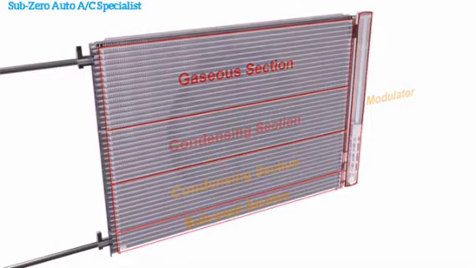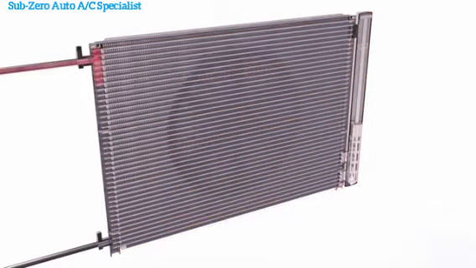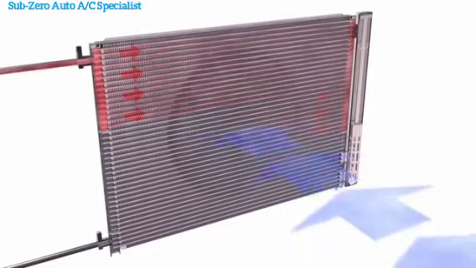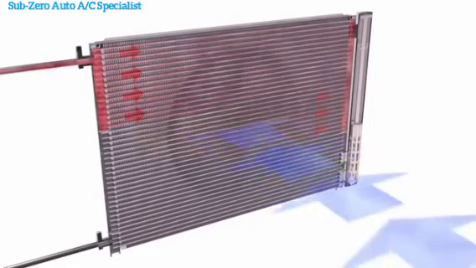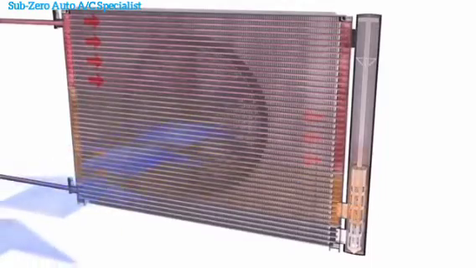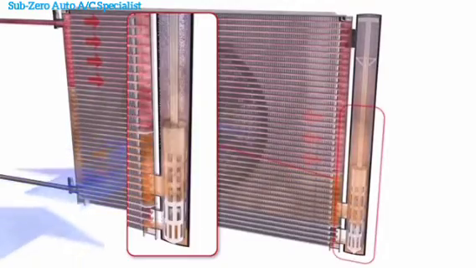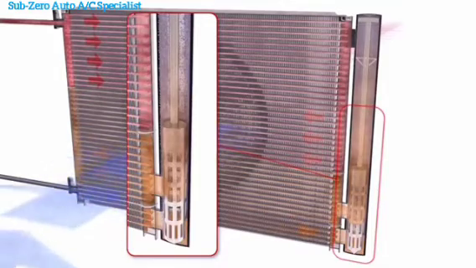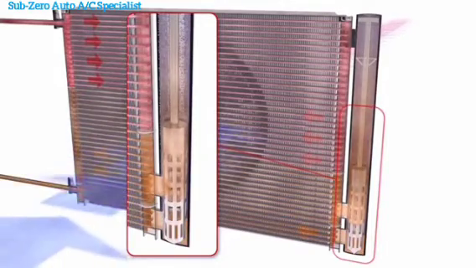The gaseous, condensing and subcooling sections consist of tubes and fins, and, as the refrigerant passes through the gaseous section, the heat contained in the high-temperature refrigerant gas transfers through the fins to the outside air. This loss of heat reduces the gas temperature, which allows the gas to condense within the condensing section, where it naturally changes state to a liquid.